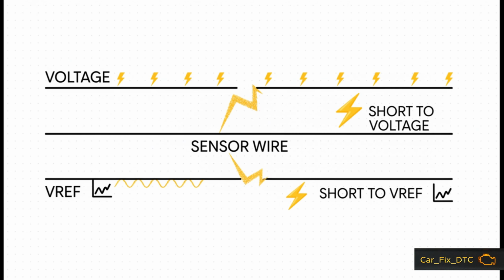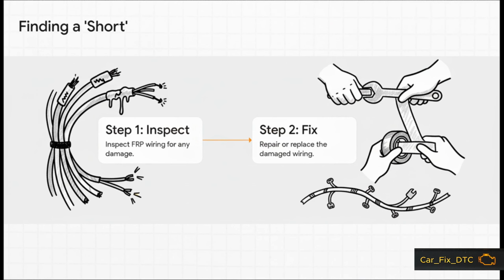Now, these are different problems for sure, but the good news is we find and fix them the exact same way. So, the solution is just a good old-fashioned hands-on inspection. You need to get in there and carefully trace the FRP wiring harness. You're looking for any signs of damage. This happens a lot where a wire has been rubbing against a hot engine part or a sharp metal bracket and it just wears away the insulation. If you find any chafing, melting, or a clear break where wires are touching, that's your smoking gun. Just repair or replace that section and you should be good to go.